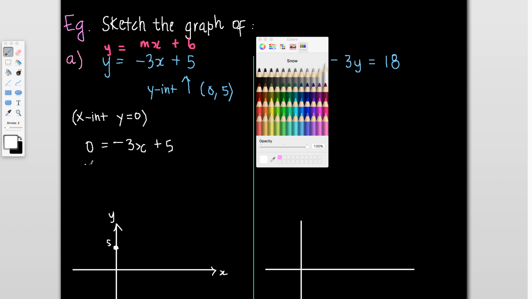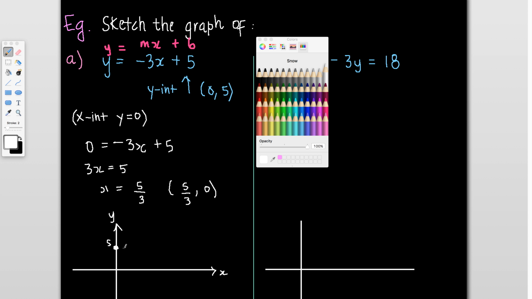So of course 3x equals 5. That gives us x is equal to 5 on 3. So the coordinate is (5/3, 0). So y value of 0, x value is 5 on 3.